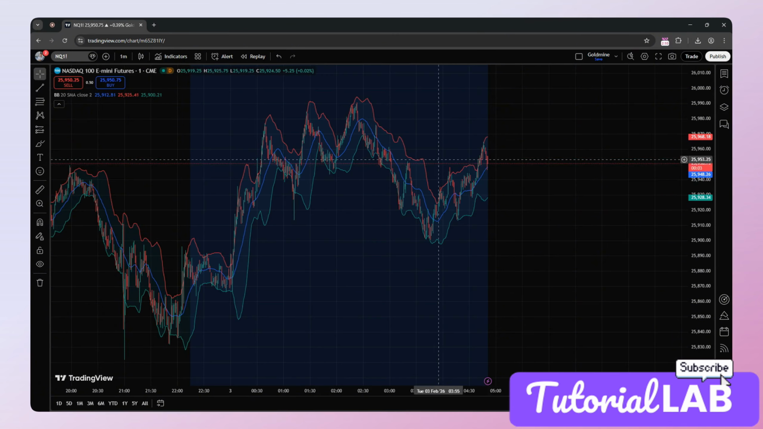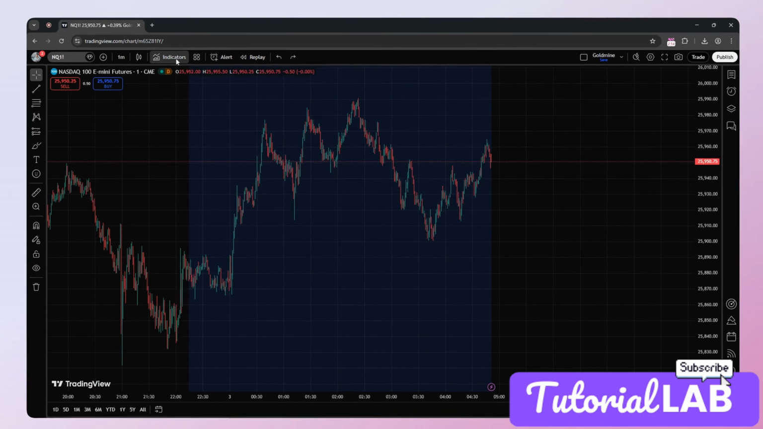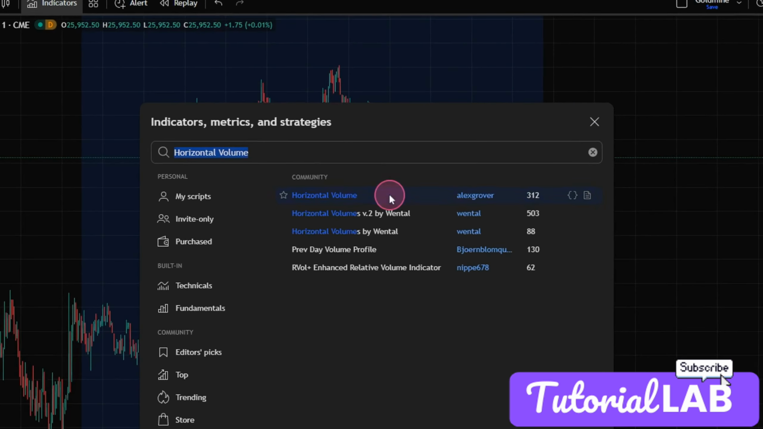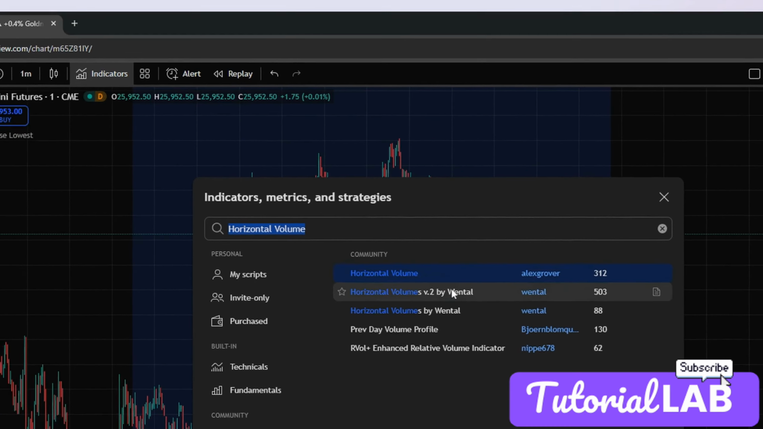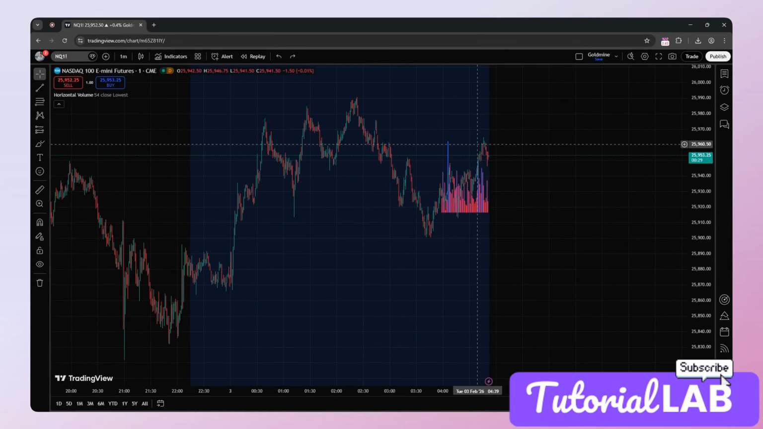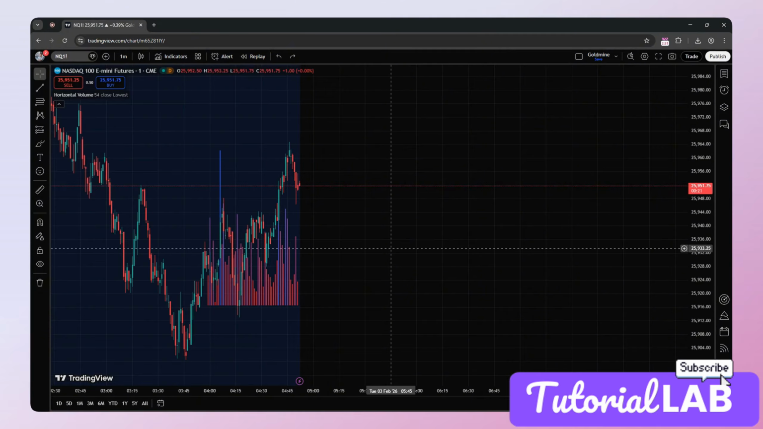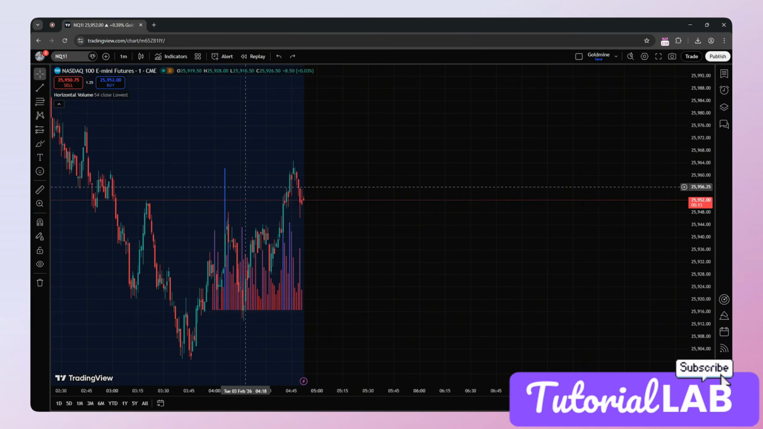Volume is another key factor. We can use the volume profile or horizontal volume to see where the most trading activity happens. For entry, price breaking through high volume nodes often shows strong momentum. For exit, price stalling at high volume zones can be a sign to take profits or tighten stops.